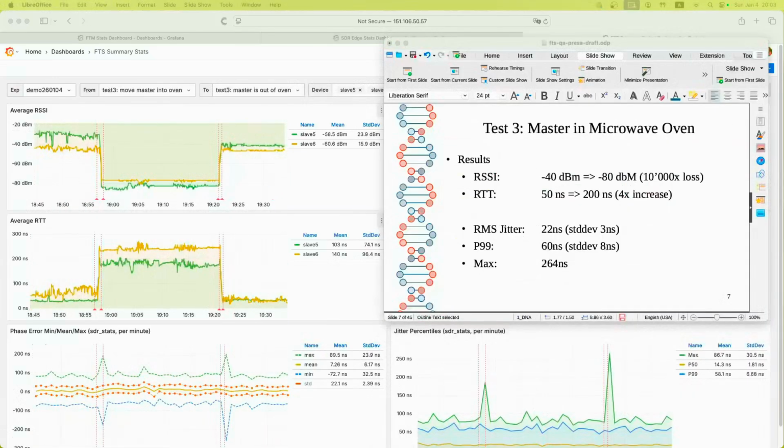Summarize result of this test. We have observed 10,000 times power loss and 4 times increase in time of flight. A few nasty outliers up to 246 nanoseconds, but otherwise metrics stay the same. We see 22 nanoseconds RMS jitter, and 99% of the pulses arrive within 60 nanoseconds phase error.